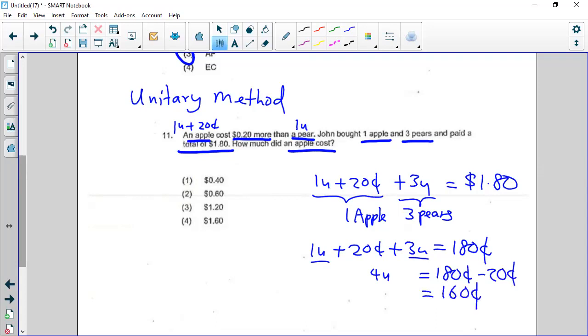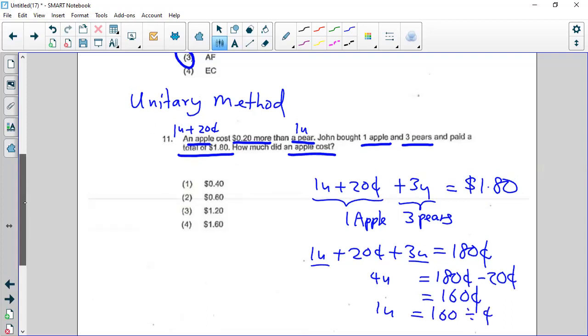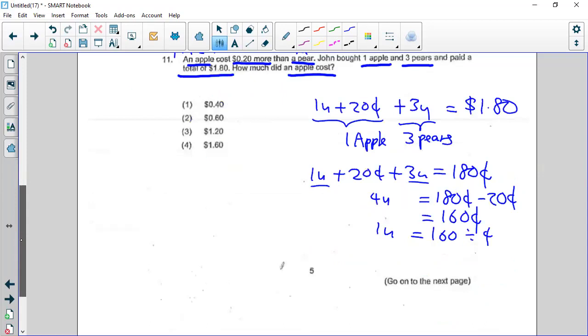Then how do you find 1 unit? Then you have to divide by 4 without calculator. And how to do faster without calculator? You take 160 cents and divide by 4. You cover the 0. Don't cancel. You are supposed to cover the 0. And then you have 16 divided by 4. That will be 4. And put back the 0. So 1 unit is 40 cents.